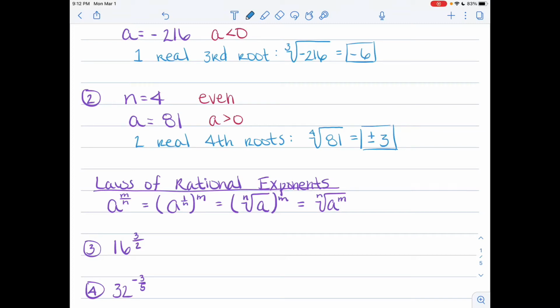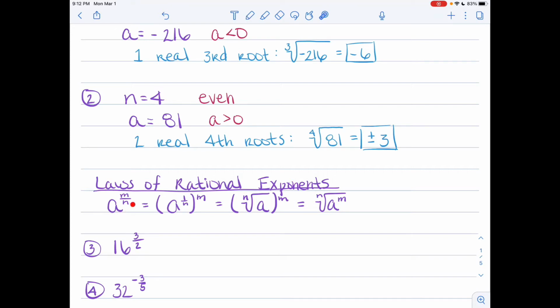So now that we've practiced taking nth roots, we want to bring something else into the mix. We want to go ahead and talk about those rational exponents, and we want to be able to move back and forth between our radical form and our exponent form. So let's take a look at some equivalent expressions.